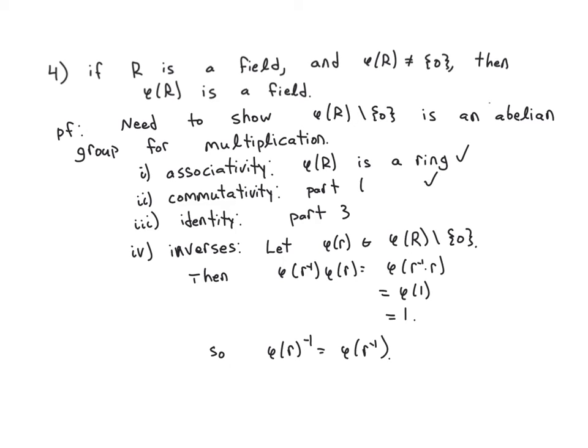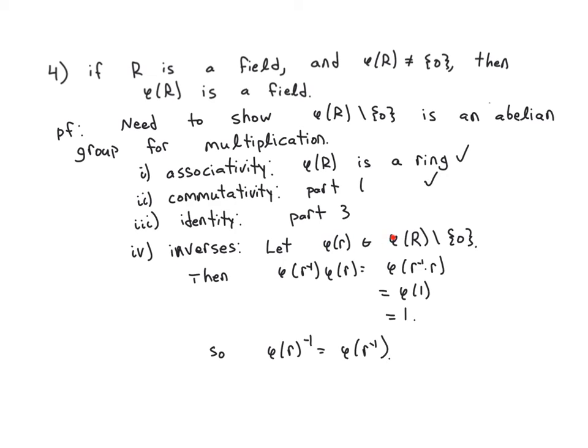So what do we need? We need associativity. Well, we already know phi of r is a ring, so multiplication is already associative. We need commutativity. Well, we already showed that. That was part 1 in this video, the first thing, that the image of a commutative ring is commutative. And R is a commutative ring since it's a field. We need a multiplicative identity, but that was the thing we just got done showing. R has a multiplicative identity, so phi of r does too. So the only thing we need left is to show that phi of r has inverses.